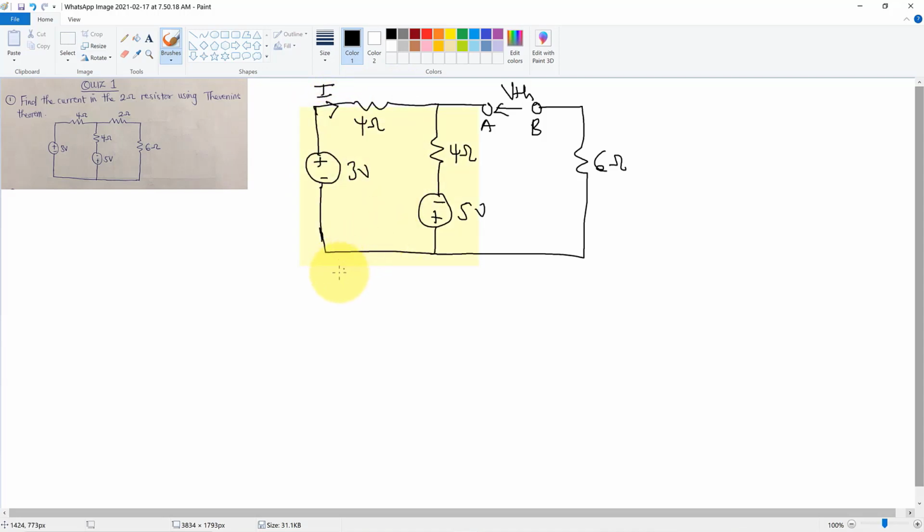So summing voltages and voltage drops or EMFs, we have 3 plus 5 equal to I times 4 plus 4, because the current I goes through the two 4 ohm resistors, meaning they are in series. So we have 8 equal to 8I. Our current I is therefore 1 ampere.